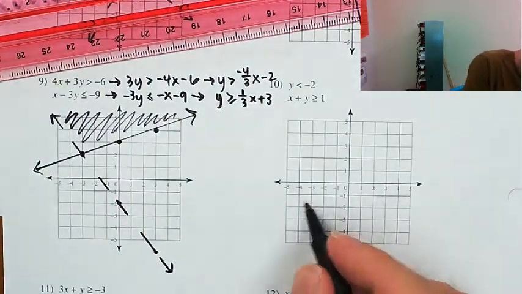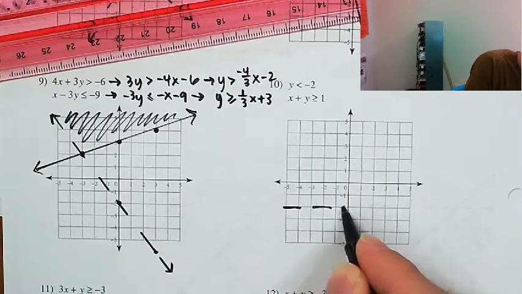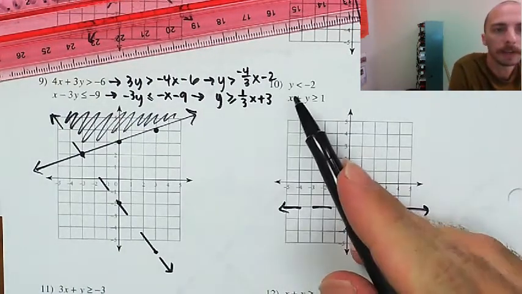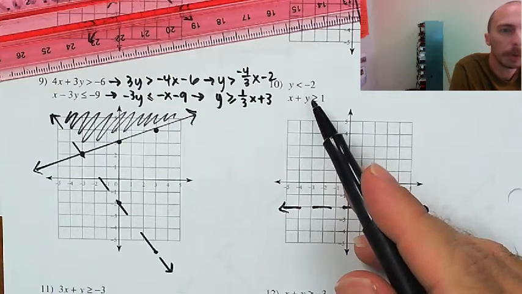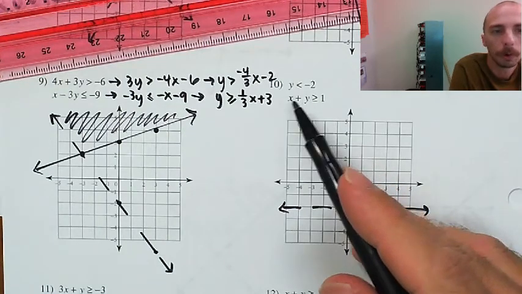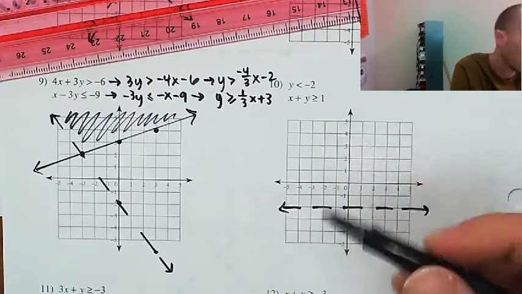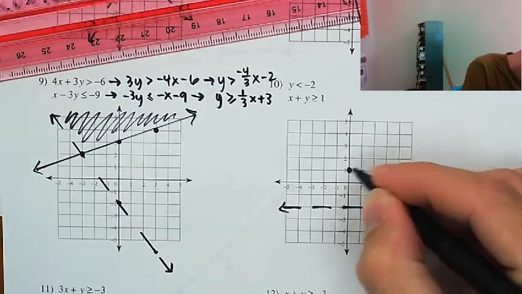All right, y is less than negative 2. Okay, well, y equals negative 2 is over here. And x plus y is greater than or equal to 1. Okay, if I was to work this around, I don't think I'm even going to write it down. I would subtract x from both sides, and I would have y is greater than or equal to negative x plus 1.